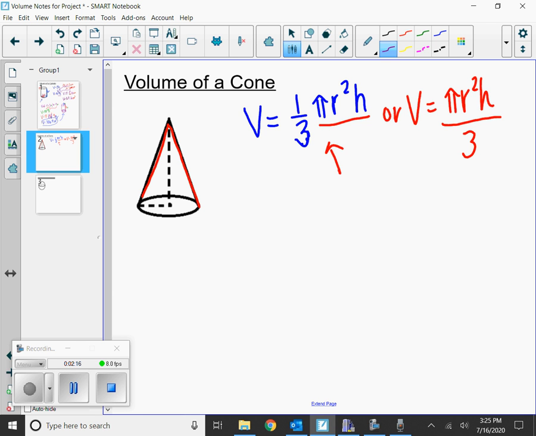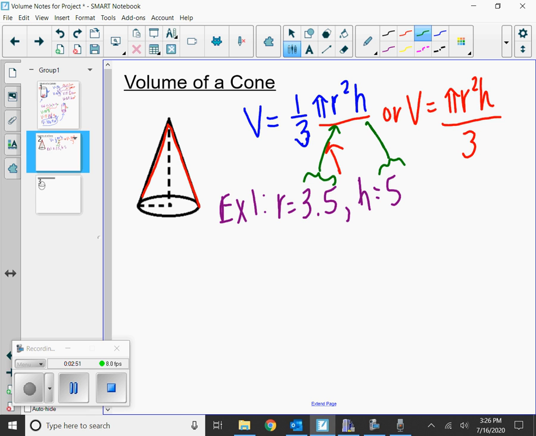So let's talk about some examples. Let's say our first example has a cone with a radius of 3.5 and a height of 5. What I'm going to do is start plugging in 3.5 for r, the radius, and 5 for h, the height, into our formula.